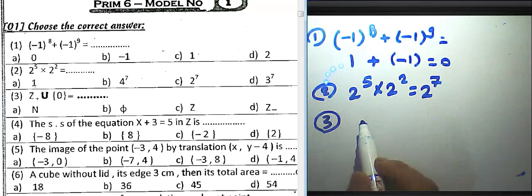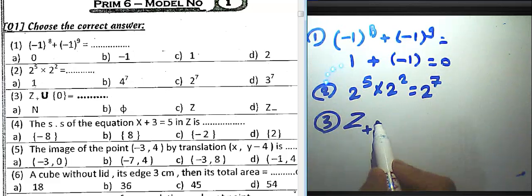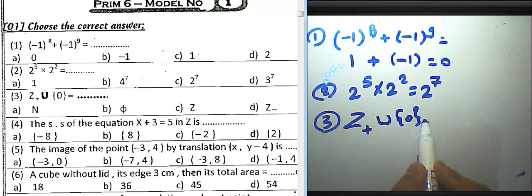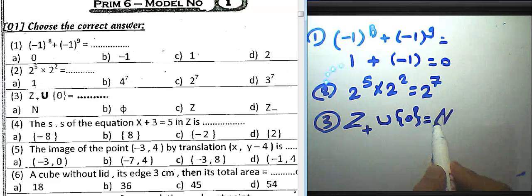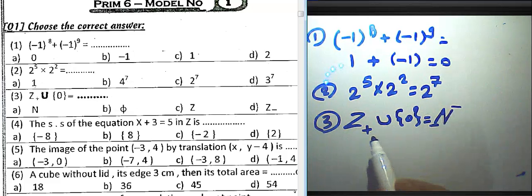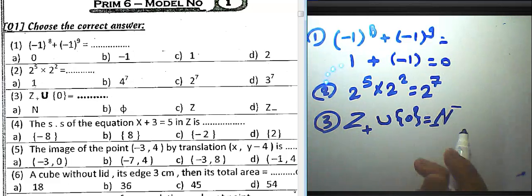Question number 3: Z positive union the set of 0 equals what? Equals the natural numbers. Because Z positive means 1, 2, 3, 4, the counting numbers. The set of counting numbers union the set of 0, Z positive, will be the natural numbers.